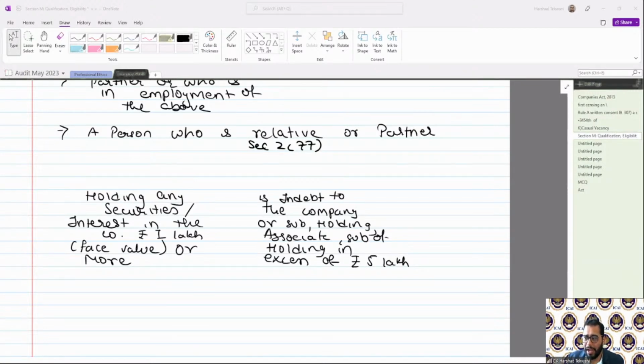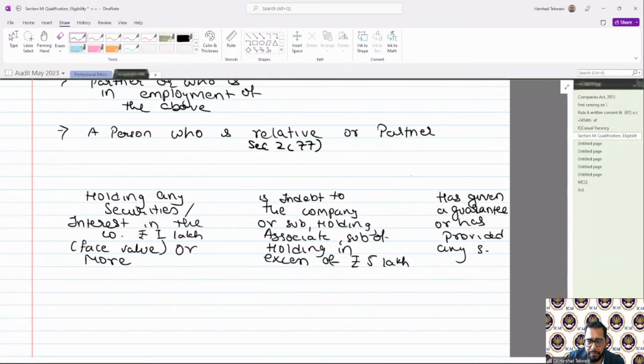Then the third criteria for the particular relative or partner is that he has given a guarantee, or provided any security in connection with the indebtedness of any third party to the company. So we'll keep, as of now, provided any guarantee or any security. Or it includes everything: subsidiary, holding, associate, subsidiary of holding company.